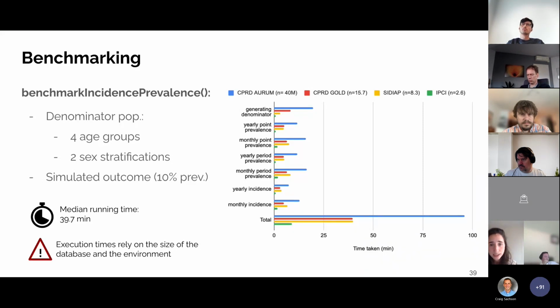And we ran this function against the 4 databases that were used for the validation studies, and we computed the running time. The median running time was almost 40 minutes across databases, but as you can see, execution times relied on the size of the database, but also on the environment.